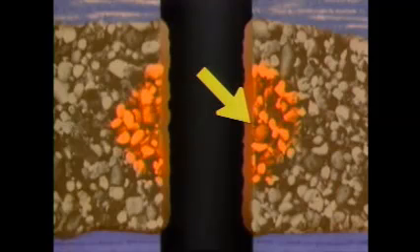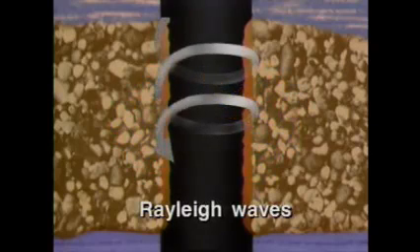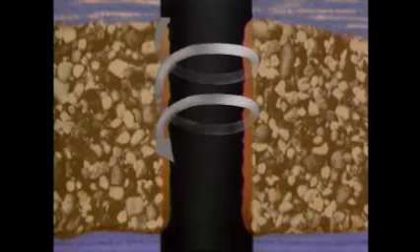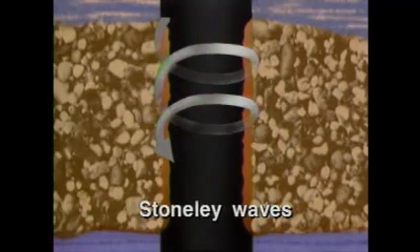When an interface between a solid and a fluid is present, as between the mud and rock at the bore wall, two additional acoustical waves develop. These are a Rayleigh wave, which travels along the rock of the bore wall in an elliptical retrograde motion, and a Stoneley wave, which travels along the rock-mud interface, also with an elliptical retrograde motion.